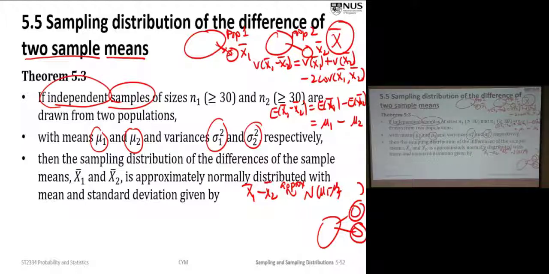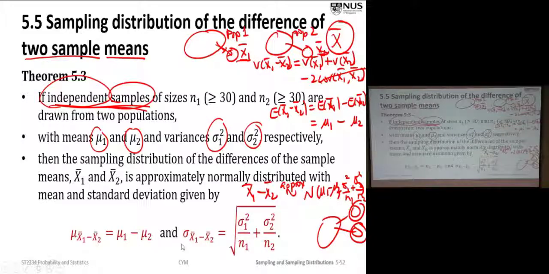Because these are independent samples, x1 bar and x2 bar are independent. Therefore, the covariance is equal to 0. The variance of x1 bar is the variance of the first population divided by n1, and the variance of x2 bar is the variance of the second population divided by n2. So these are the results.